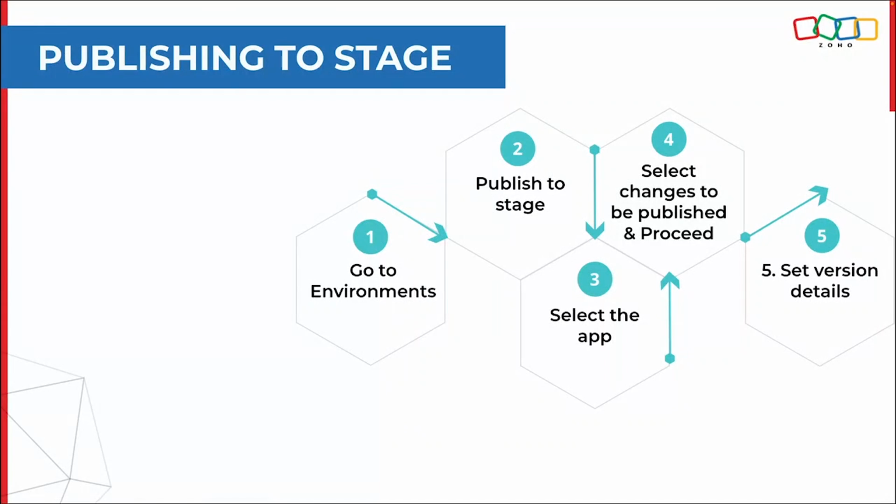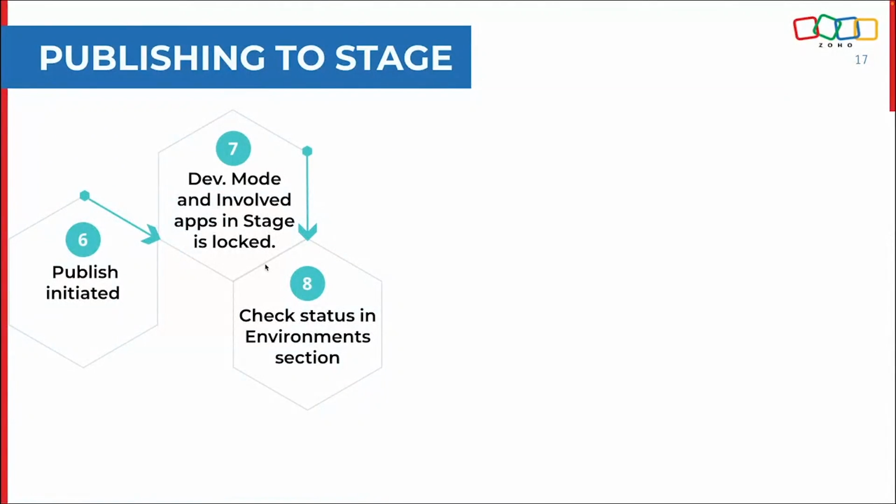And once you select the app and go to the next page, you will be able to see the list of changes, the modifications, everything you did in the application. From there, you can select these changes and you can go to the next page where you can set the version details and you can click on publish. And once publish is initiated, the development mode and the stage mode of the involved apps will be locked. And finally, you can check the status of the publish under the environment section.